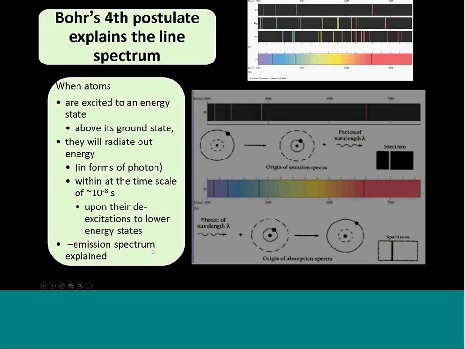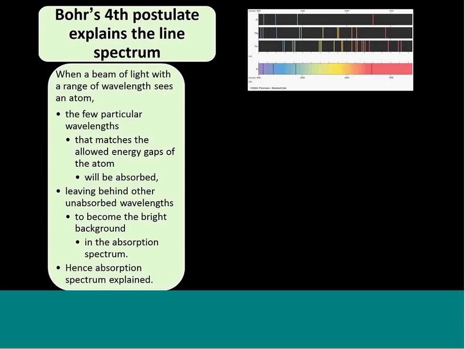Okay, emission spectrum is explained. Then when a beam of a range of wavelengths is sent through an atom, there are a few particular wavelengths that match the allowed energy gaps of the atoms and will be absorbed. So the absorbed wavelengths are left behind as dark lines against the bright background in the absorption spectrum. The absorption spectrum is explained.